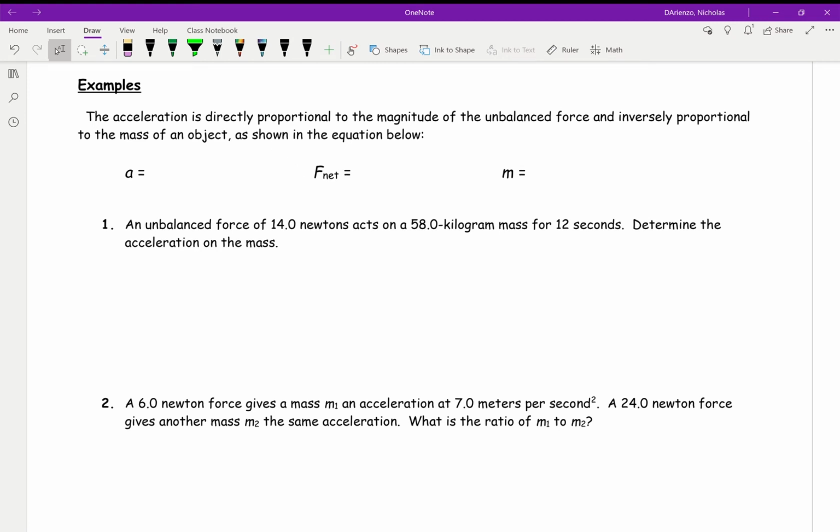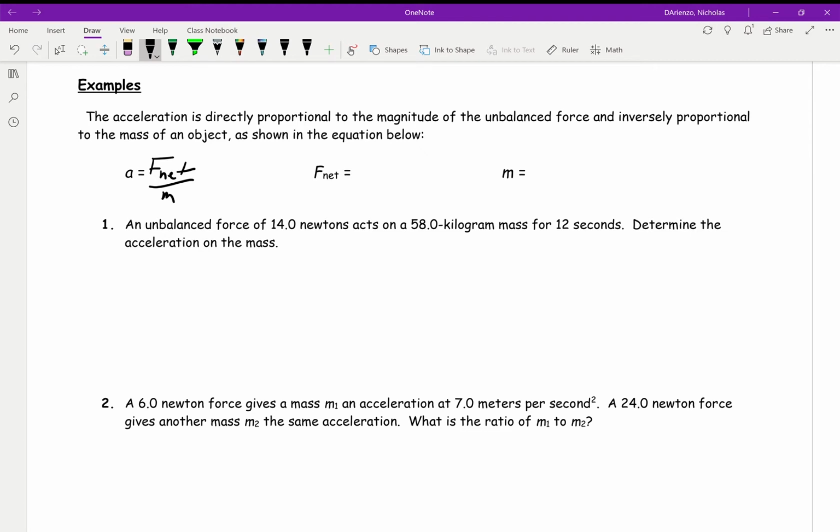Hey guys, so we're going to look at a few examples here that deal with Newton's second law, which says that the acceleration of an object is directly proportional to the magnitude of the unbalanced force that's causing the acceleration and inversely proportional to the mass of the object. And we see this through the equation a equals F net divided by m, or the net force divided by the mass of the object.